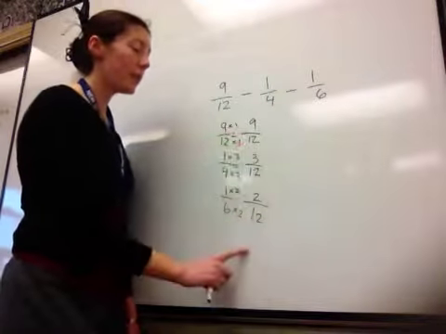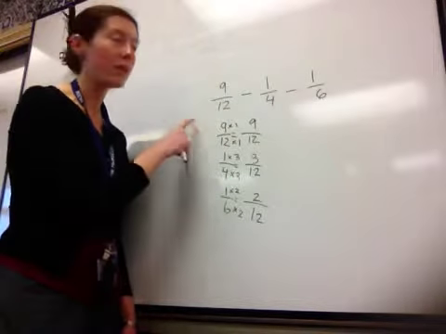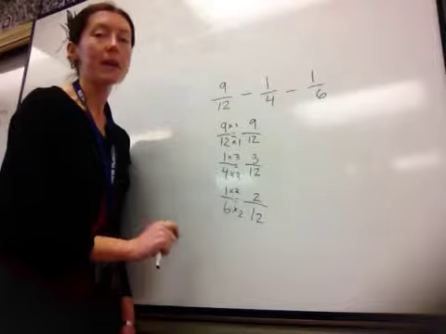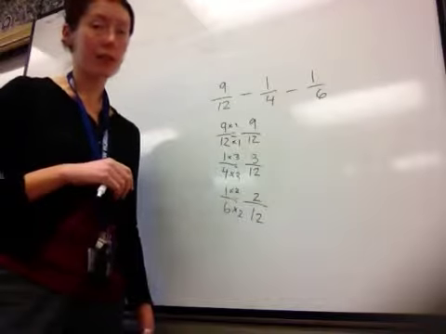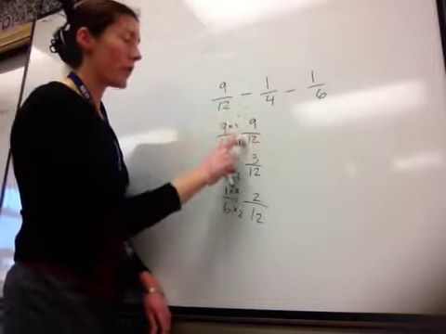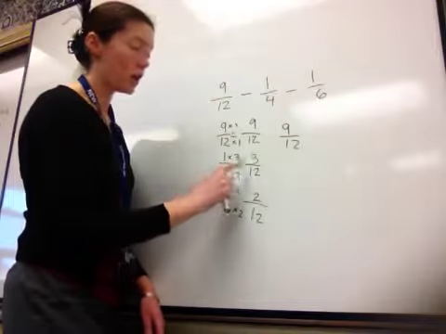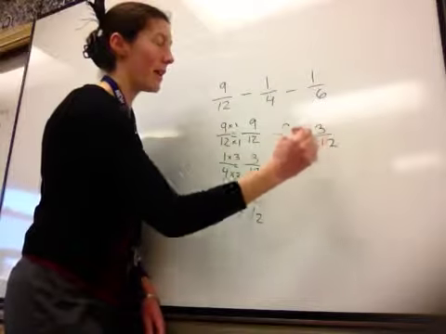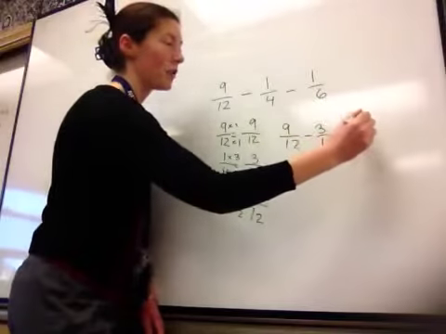So now I'm going to rewrite the problem. It's really important when you're subtracting fractions that you make sure you keep it in the same order as the original problem. Because, as we know, we can add in any order, but we can't subtract in any order. So my first fraction was 9/12. My next fraction was 1/4, which we turned into 3/12. And then my last fraction was 1/6, which became 2/12.